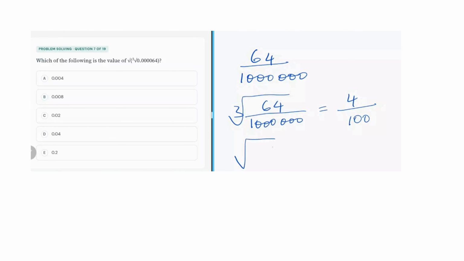Then we now move to the square root of 4 over 100. The square root of 4 is 2. The square root of 100 is 10. Okay. 2 divided by 10 is 0.2.